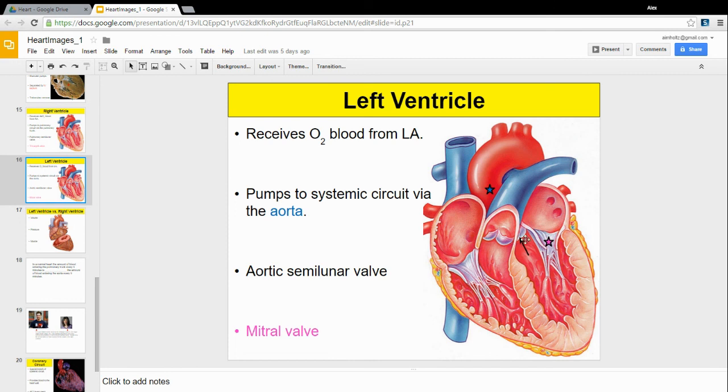The thing hiding right there is the aortic semilunar valve, which prevents backflow from the aorta back to the left ventricle. Meanwhile, the mitral valve over here prevents backflow from the left ventricle up into the left atrium. Look how thick and muscular the left ventricle is compared to the rather puny right ventricle.